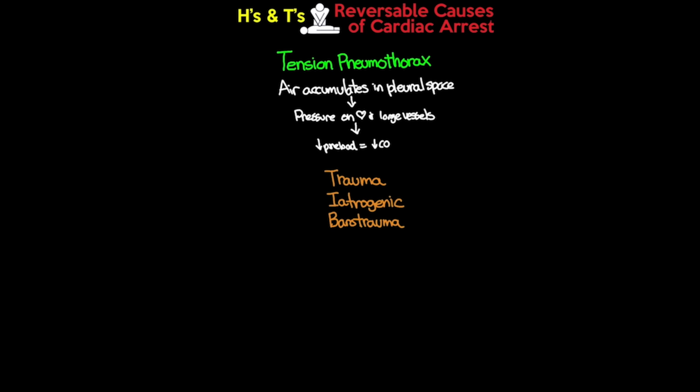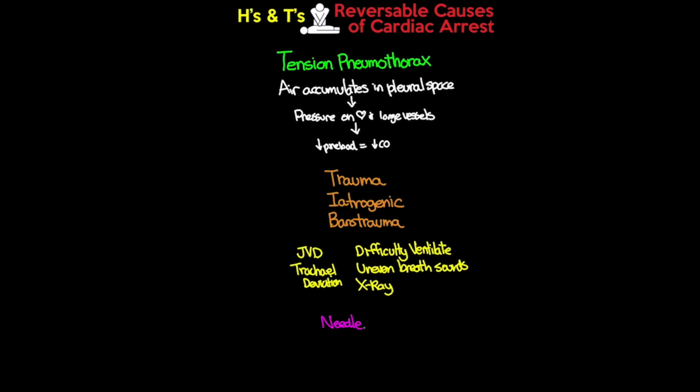Now, when assessing these patients, we're going to be looking for things like JVD. Was there difficulty ventilating this patient? Do they have tracheal deviation, uneven breath sounds? And if you can, looking at a past x-ray may be beneficial as well. Once you discover this in your patient, the treatment's pretty simple: needle decompression and then place a chest tube.